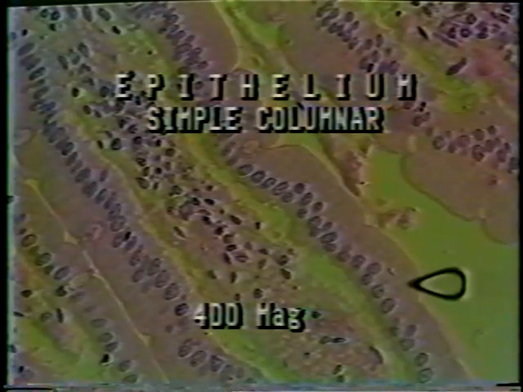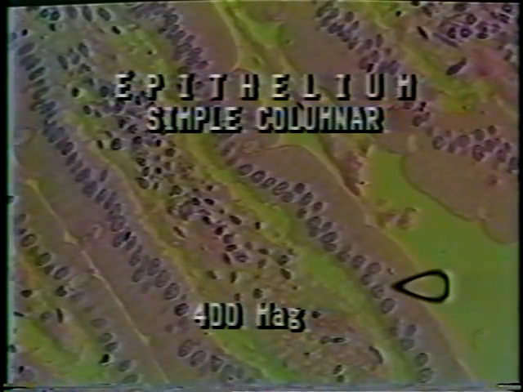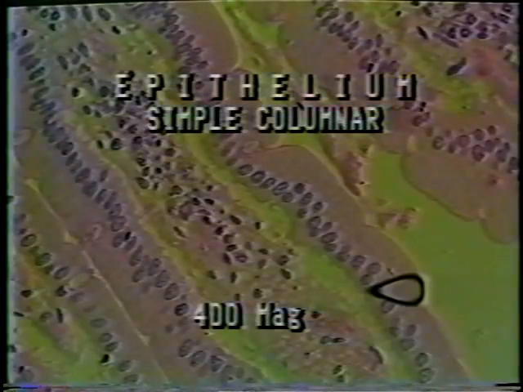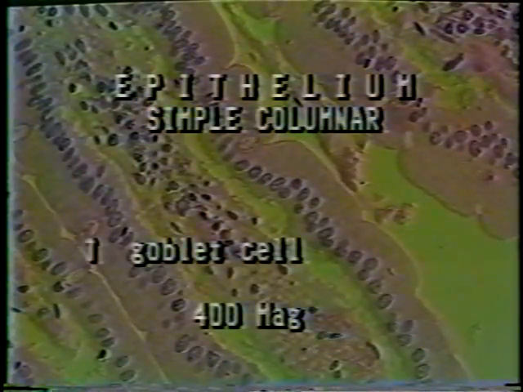You probably know the digestive tract secretes mucus as well as enzymes and acid. Occasionally, you can see cells that secrete mucus. These are goblet cells. Other than the one pointed out by the arrow, you can clearly see 2 or more on the screen.